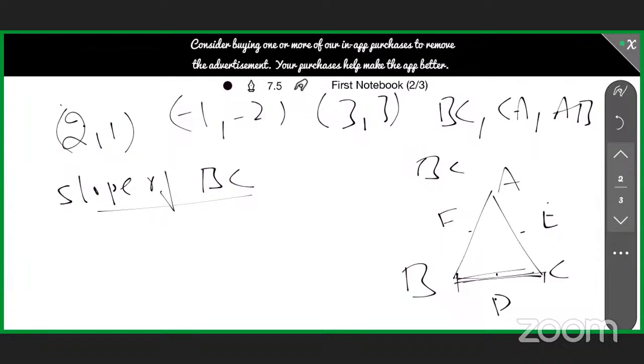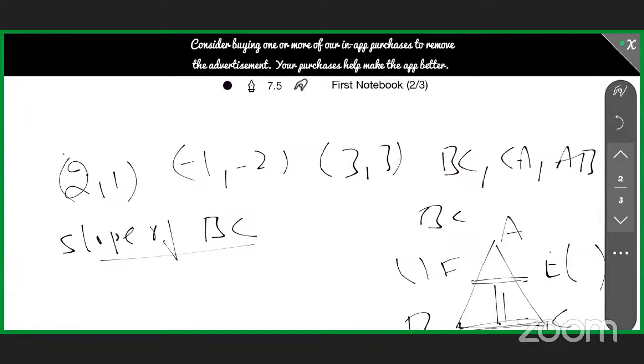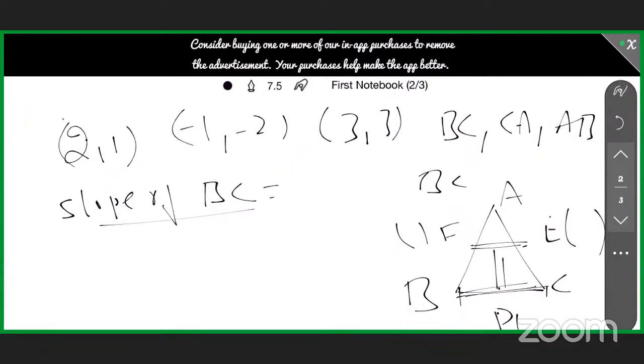Look at the diagram carefully. You'll get some hint. That is why I drew the diagram. How to find the slope of BC? It is found with the help of EF. See, EF is parallel to BC. I know the value of E, I know the value of F, I know the value of D. So the slope of BC is nothing but the slope of EF.